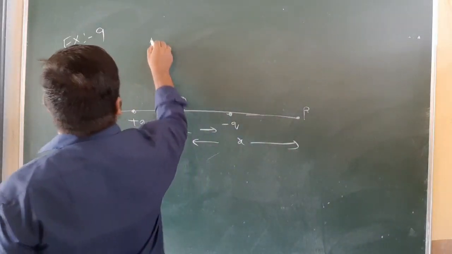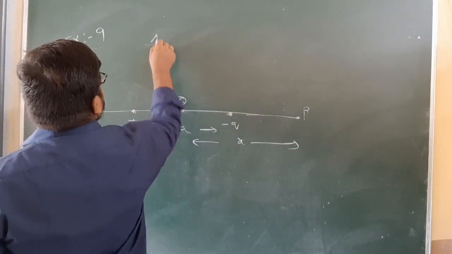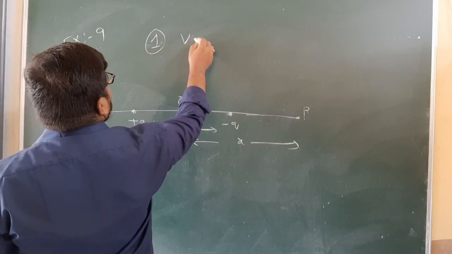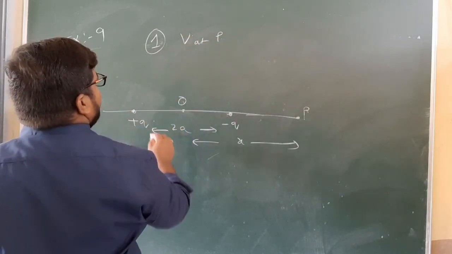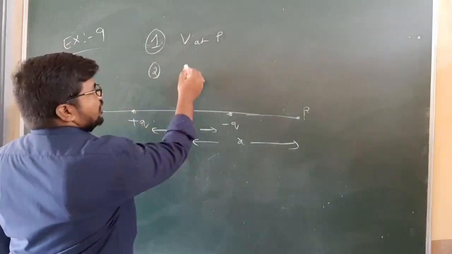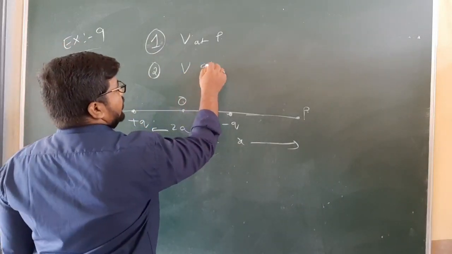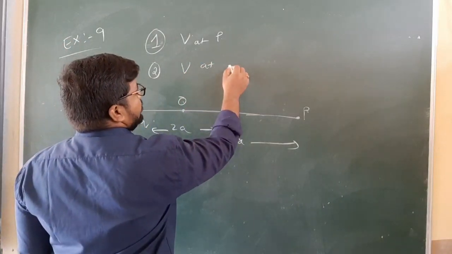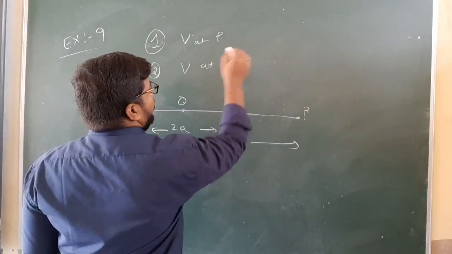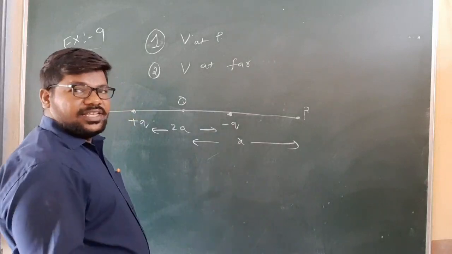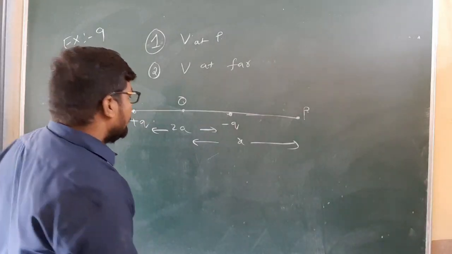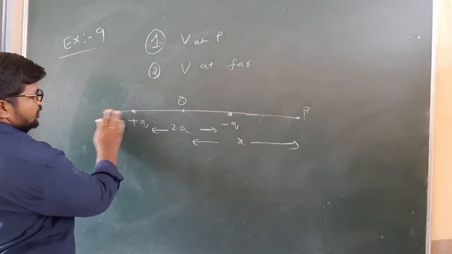First question: we have to find V at P, the potential at point P. And the second one: calculate V at a long distance, that means far. Calculate V at far distance. In this case we have to find the electrostatic potential first.